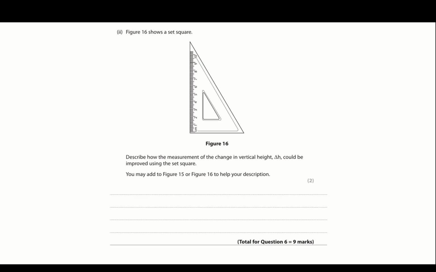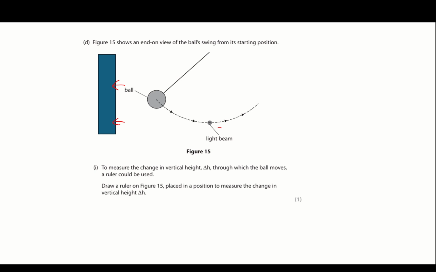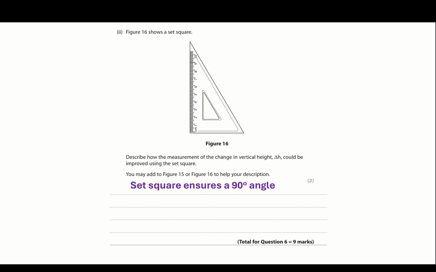Figure 16 shows a set square. Describe how the measurement of the vertical change could be improved using the set square. So if I go back to this, if I didn't have a set square, it could be that this is slightly tilted and therefore my readings won't be as good. But having a set square by the side of it like that will ensure that this is properly vertical. So now we just got to put that into words. The set square is to make sure the ruler is vertical. So the set square ensures a 90-degree angle, and this will help us make sure that the ruler is square to ensure we get the full vertical height.